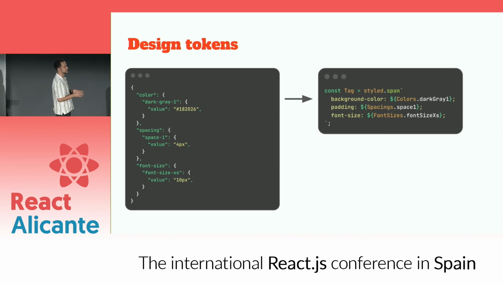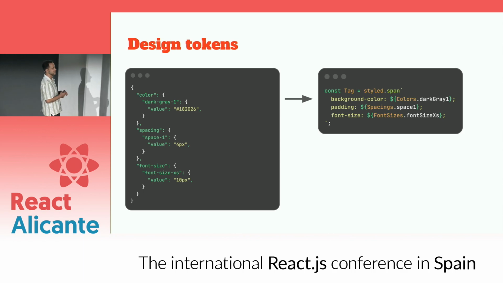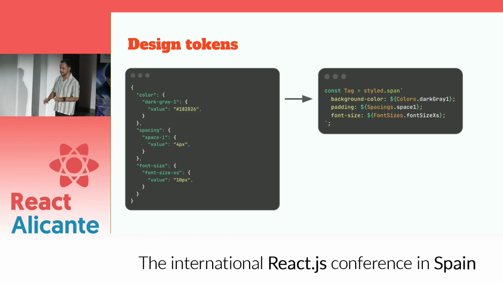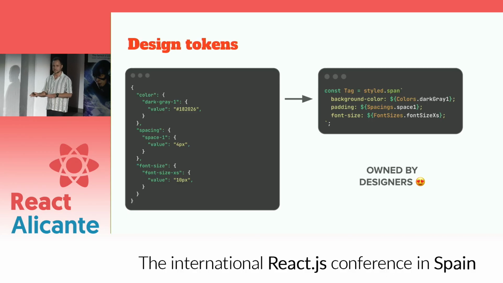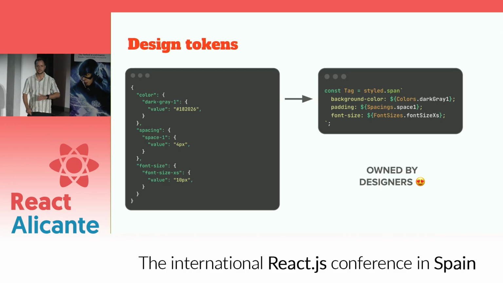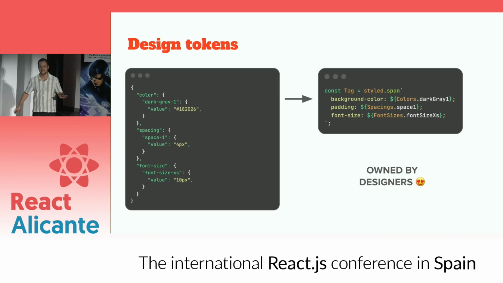And if it happens that sometimes there is some discrepancy, then you can always say, hey guys, maybe your tokens indeed are broken. It's maybe not really us. And the best thing about it, even better, is that this is completely owned by designers. So you as an engineer do only one thing. You consume the token and use it. And that's it.